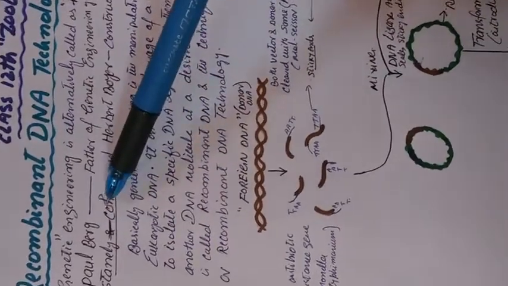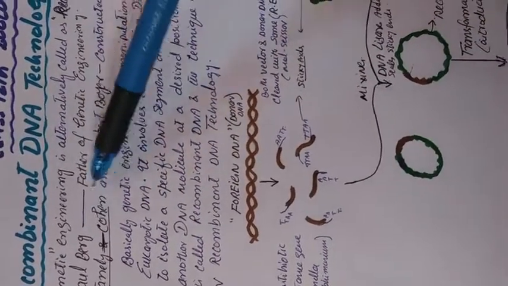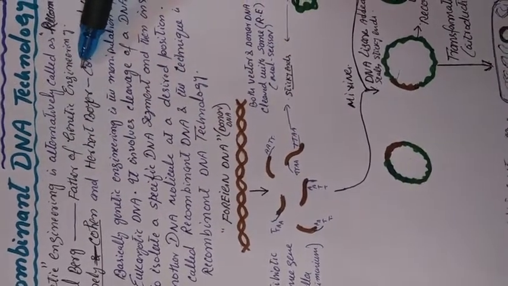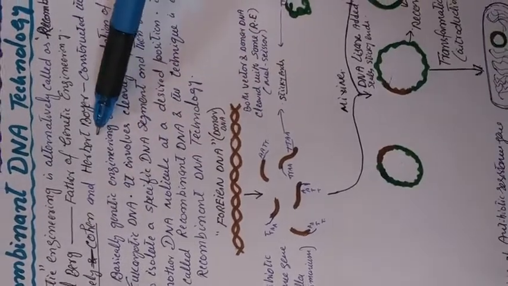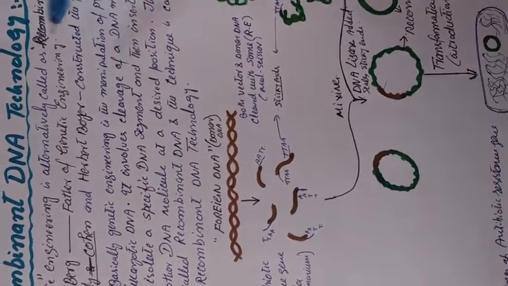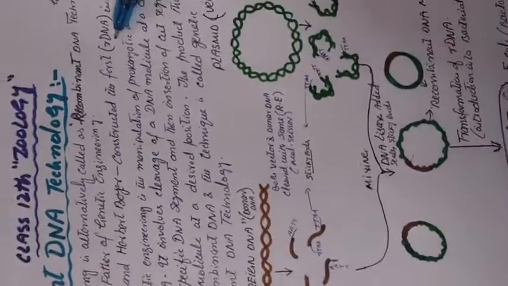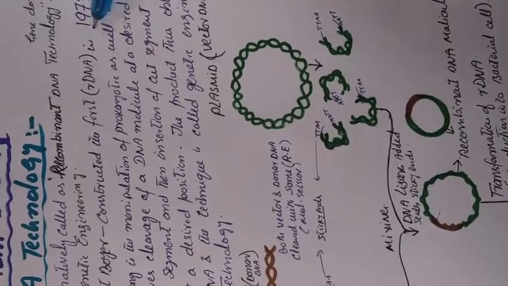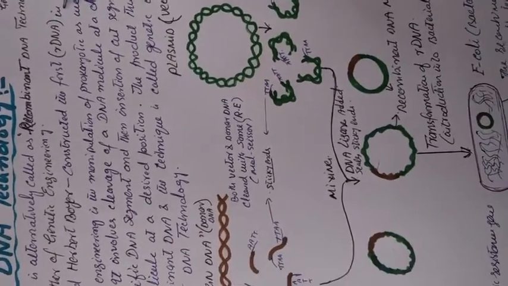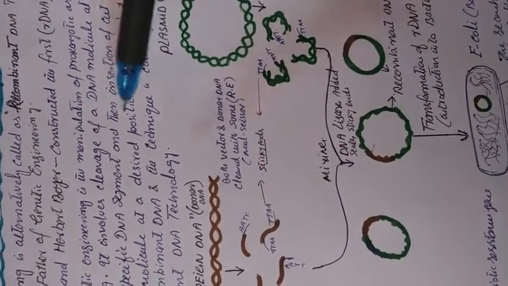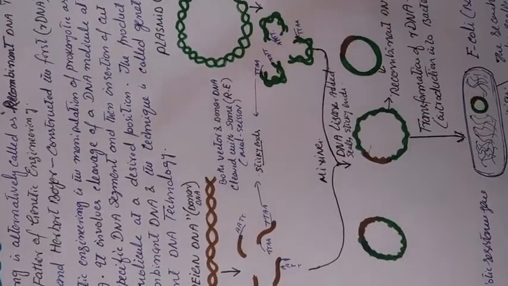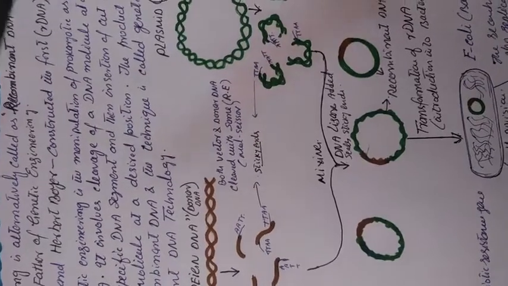Paul Berg is considered the father of genetic engineering, and Stanley Cohen and Herbert Boyer constructed the first recombinant DNA in 1972. Basically, genetic engineering is the manipulation of prokaryotic as well as eukaryotic DNA.